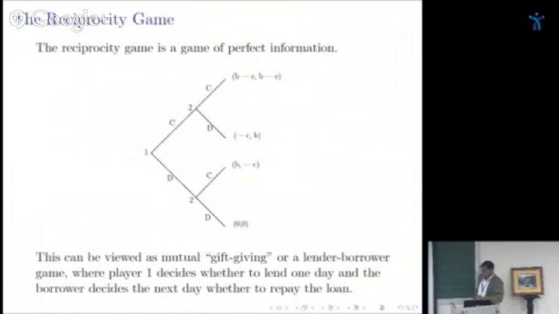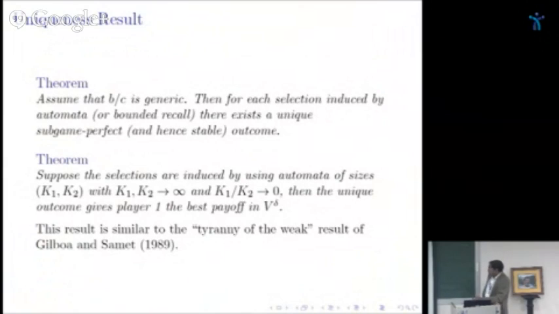If the ratio of B to C is generic, then finite selections have a unique subgame perfect equilibrium, and this is defect forever. If I repeat this finitely many times, of course you get this. But if I take selections induced by automata, you don't get this. Depending on the selection, of course, it's a unique subgame perfect equilibrium. If the ratio of complexities goes to zero, it's stronger than that: you get a result that Dov and Gilboa got, which they call the 20 of the week. Basically, the player whose complexity is limited gets his best possible payoff.